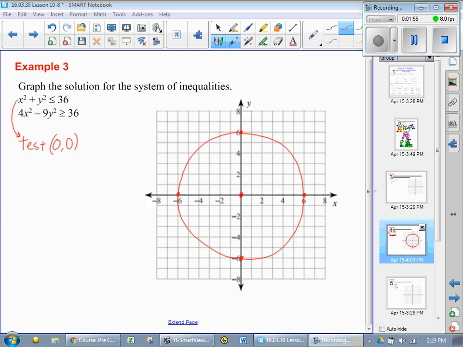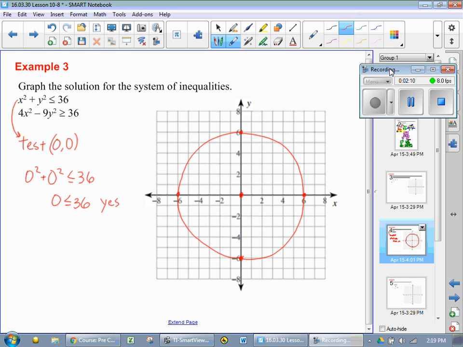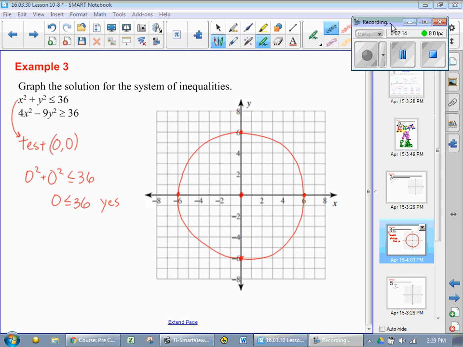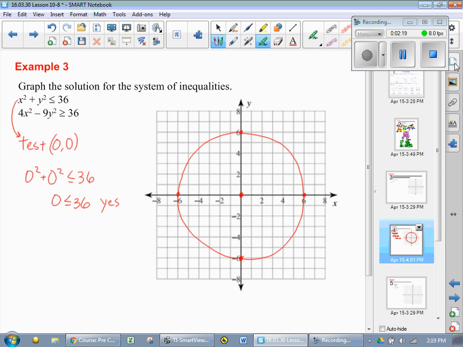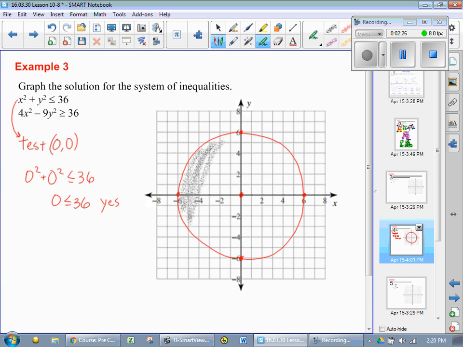So I plug in 0, 0, and I get 0 squared plus 0 squared is less than or equal to 36. And that gives me 0 is less than or equal to 36, and yes, that is true. 0 is less than or equal to 36. That means I'm going to shade inside of the circle. Since 0, 0 is a solution, I want to shade the part that has 0, 0 in it. So I'm going to shade everything inside the circle.